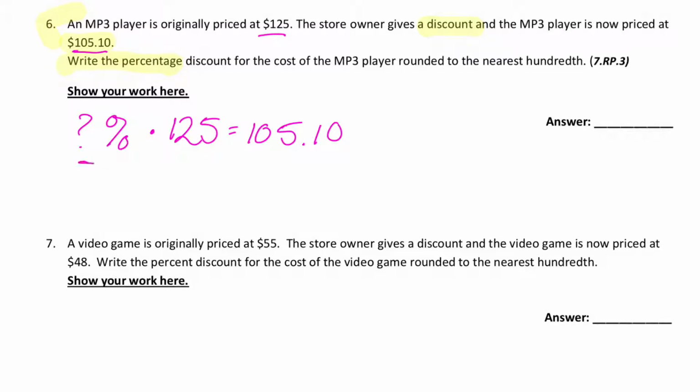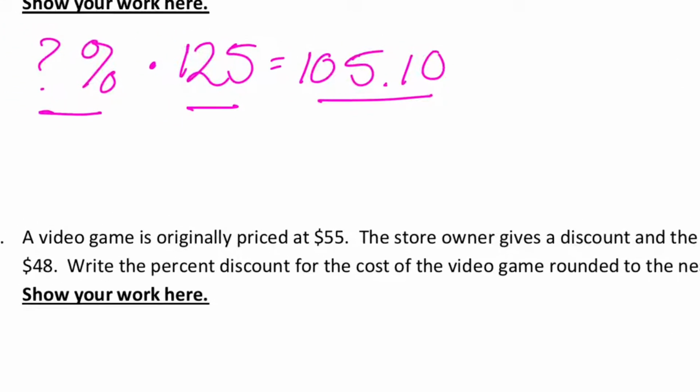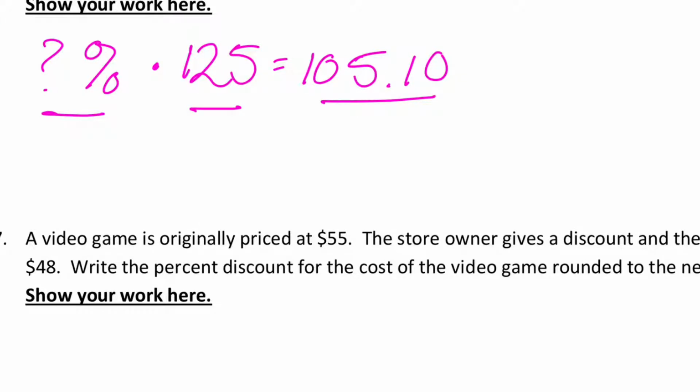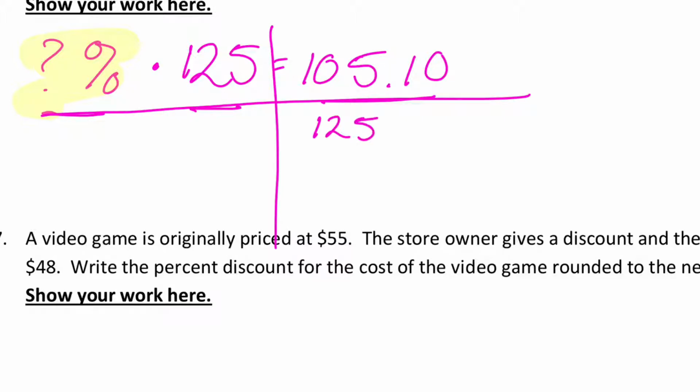All right, so we're saying, what percent of 125 is $105.10? I know that you've done this. We've been doing this for weeks, right? It's a multiplication problem with a missing factor. So what do we do? We're going to divide the product. Algebraically, I'm just going to show this to you because I really want us to get used to doing this. We are going to divide this number by 125, and we also have to divide this side by 125.